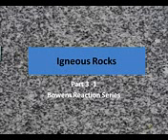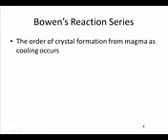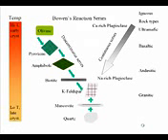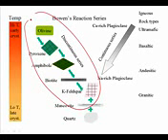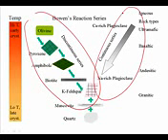Igneous Rocks Part 3-1, Bowen's Reaction Series. Bowen's reaction series can be described as the order of crystal formation from magma as cooling occurs. Now, you can see that it actually has two parts to it. There is the discontinuous series on the left and the continuous series on the right.